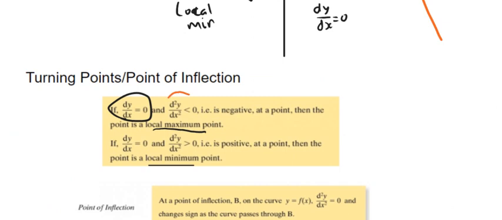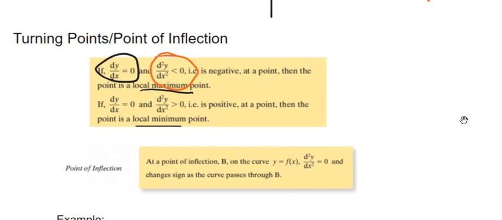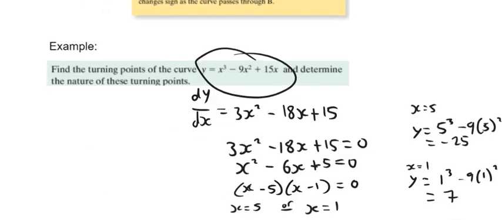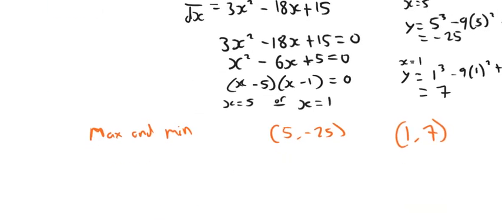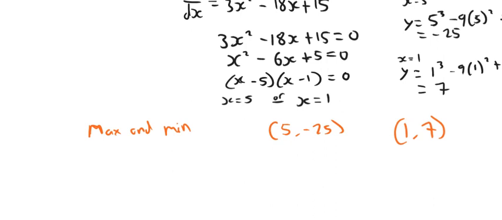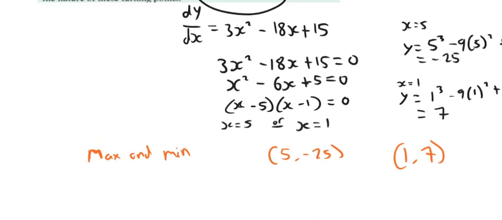So now if d2y dx squared is less than 0, well then that's going to be the max. And if d2y dx squared is greater than 0, that will be the min. So that's how we're going to decide then. So I'm going to find d2y dx squared. So that's just the second derivative of it.